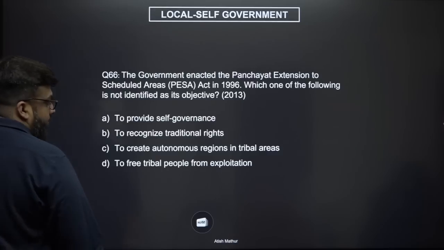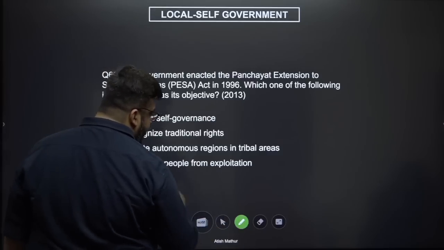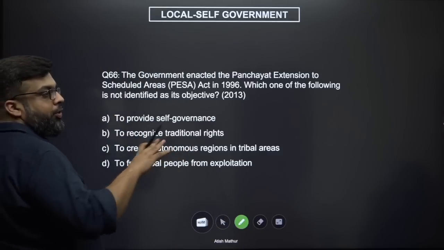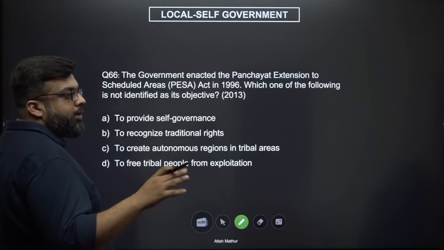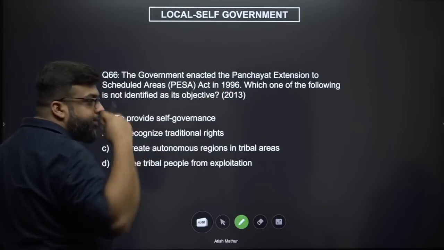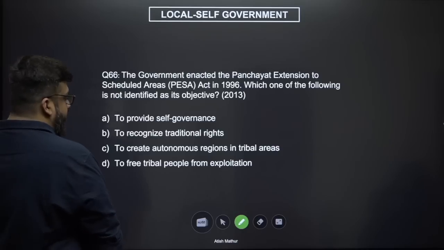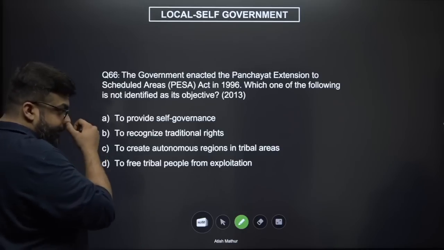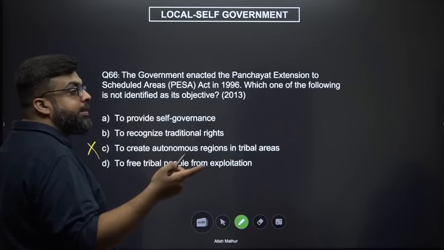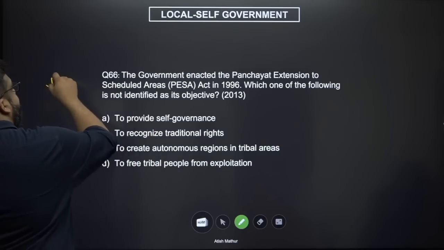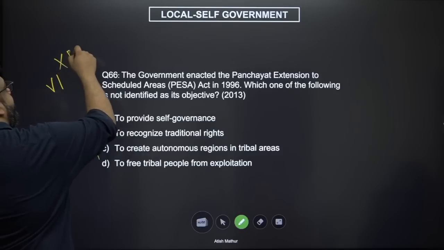Now, when we say autonomous, it means you are completely autonomous. You do not require any support, or you do not derive your powers from any external institution. That is not the case, right? Because autonomous regions are actually created in the 6th schedule, where PESA doesn't even apply.